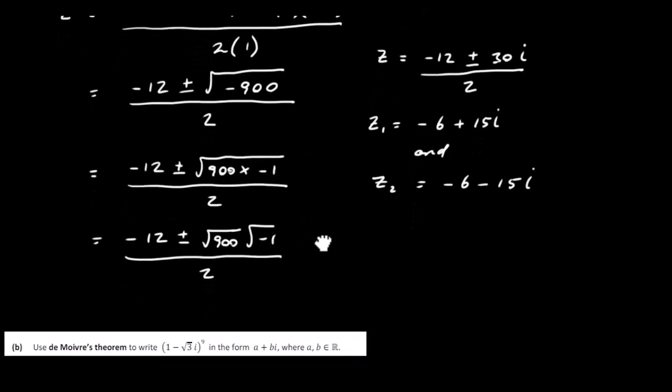Okay, so let's move on to the second part then, part b. It says, use de Moivre's theorem to write 1 minus root 3i all to the power of 9 in the form a plus bi, where a and b are elements of R. Okay, so the first thing I'm going to do is take 1 minus root 3i, and I'm going to just change that into polar form.